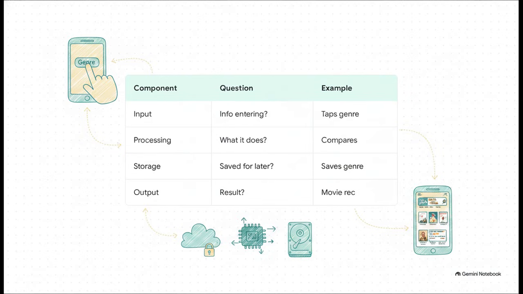Let's use a movie app as a quick example here. Input? That's just you tapping on a comedy or action genre. Processing is the computer rapidly matching that tap to its massive database. Storage is what actually remembers your choice for later. And output? That's the perfectly tailored movie recommendation popping up on your screen. It's like a giant puzzle coming together instantly.